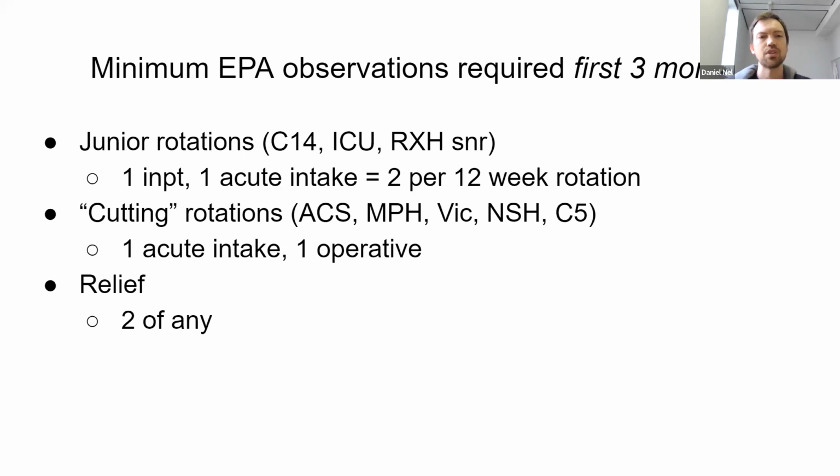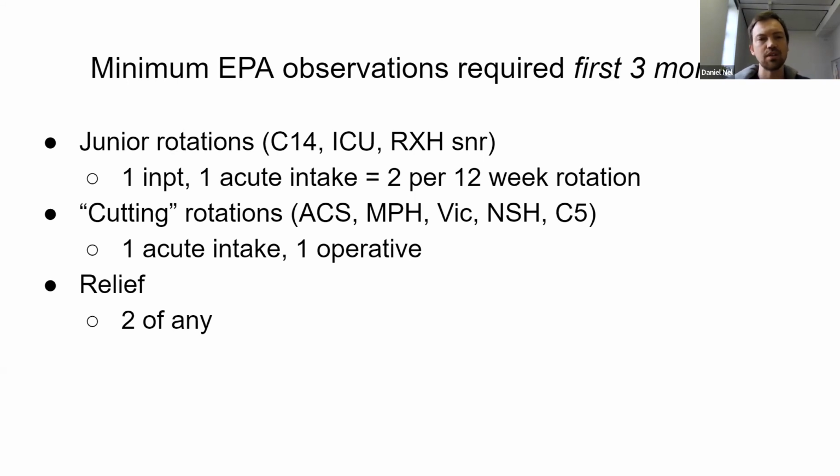So for the junior rotations being C14, ICU or Red Cross Senior, those trainees will be required to perform 1 inpatient observation and 1 acute intake observation. So it's only 2 per 12-week rotation. We have to increase this at a later stage. So this is part of an introductory phase for everyone to get used to the system. So it's very, very light to start off with.